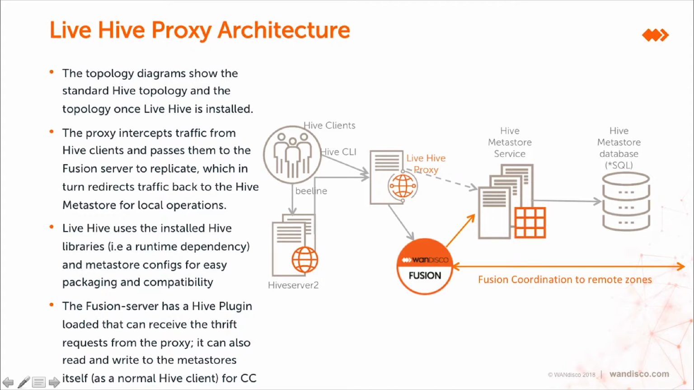Live Hive uses the installed Hive libraries, a runtime dependency, and Metastore configs for easy packaging and compatibility. The Fusion server has a Hive plugin loaded that can receive thrift requests from the proxy. It can also read and write to the Metastores for a consistency check and repair operation.